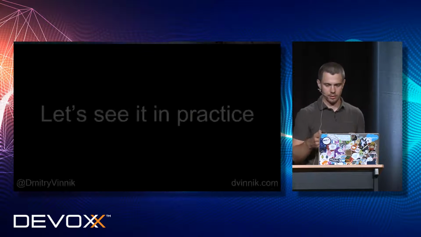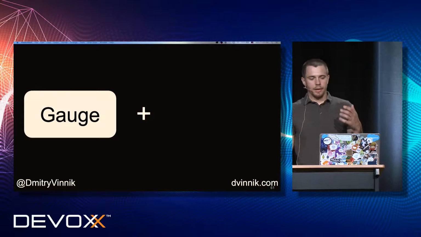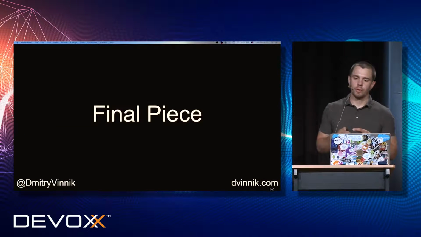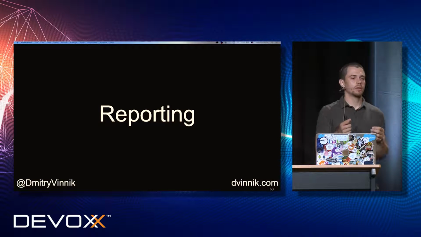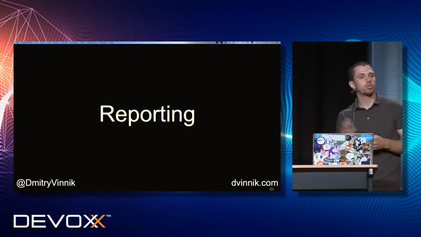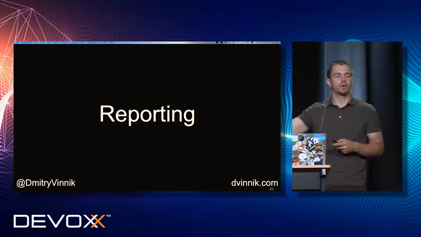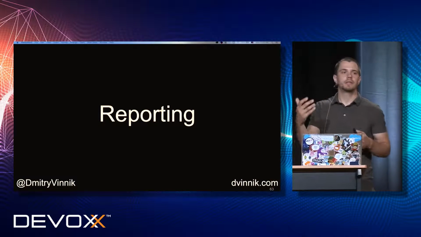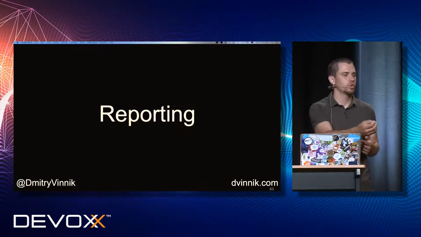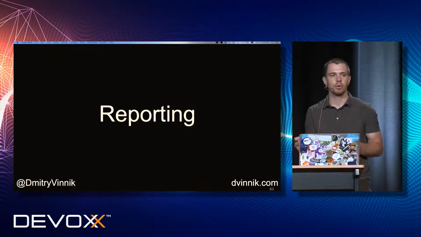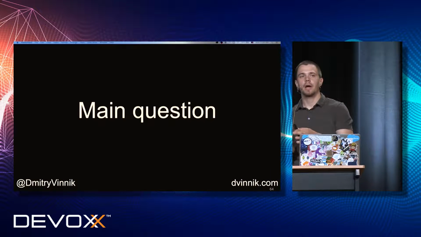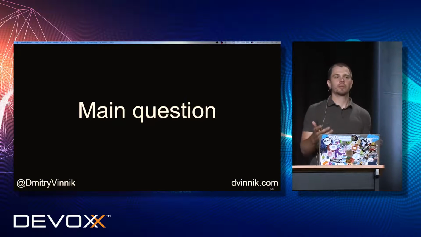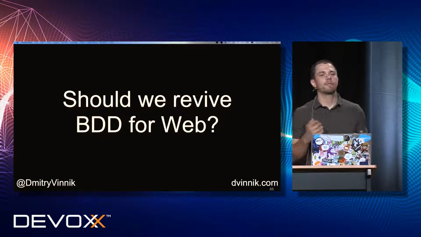All righty. So Gauge and Taiko overall, the final piece I wanted to focus on, and I already kind of showed, is again the reporting, because ultimately the cool thing about some of the plugins I've shown you before is that you can generate it not just as HTML, but convert it to JSON, XML, and feed it into your existing infrastructure, potentially create tickets for the failures, attach the screenshots that Gauge will take for you, and get rolling really quickly. But again, the main question that I've established, and the whole premise for the talk, is should we revive BDD for web?